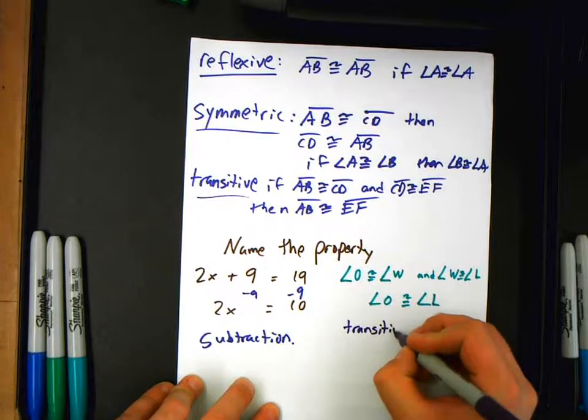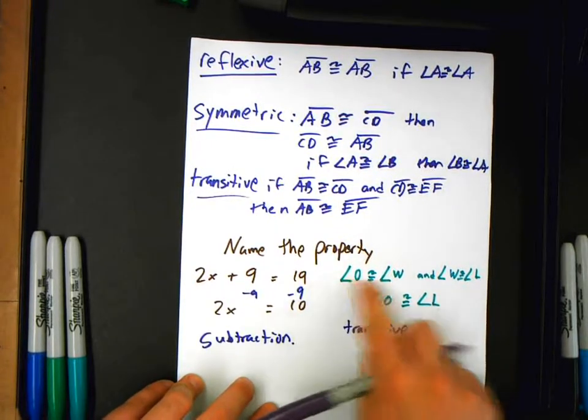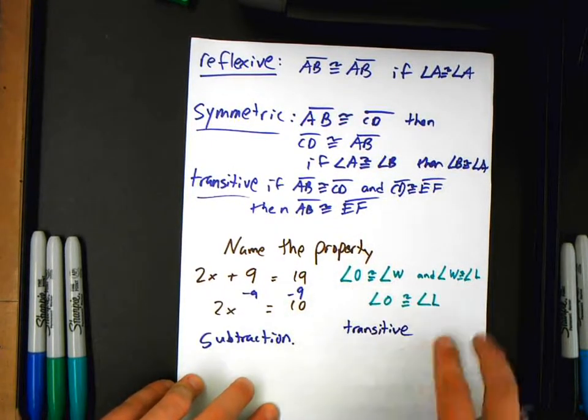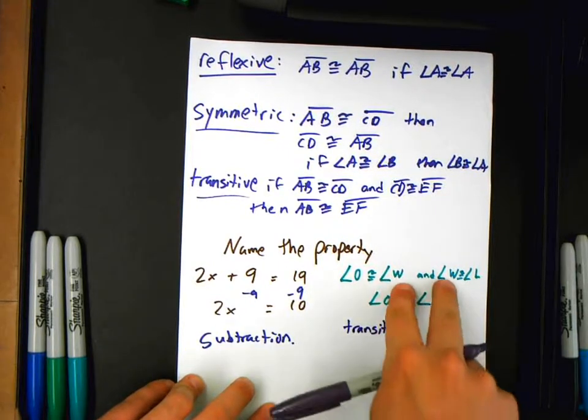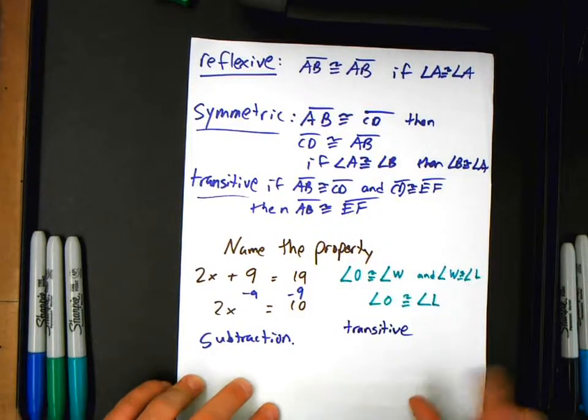Just like the law of syllogism, if these two are equal and those two are equal, the outsides will only be equal if these two are the same, just like the law of syllogism.